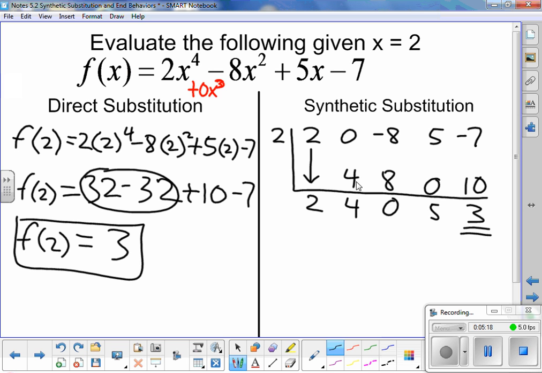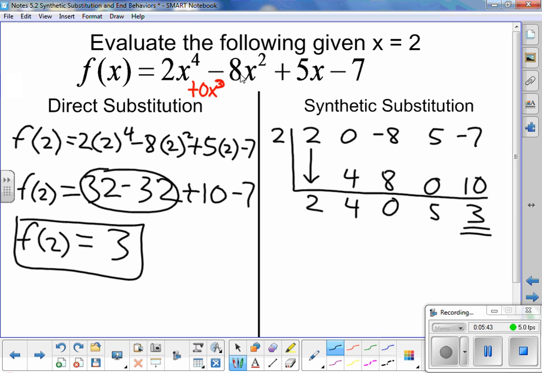So 2 times 2 is a 4. Combine 0 and a 4, you get a 4. Now you're going to multiply again. So 2 times 4 is an 8. Combine, and then you get a 0. Multiply, 2 times 0 is a 0. Combine, you get a 5. Multiply again, 2 times 5 is a 10. Combine again, and you get a 3. Same thing as we do here, okay?